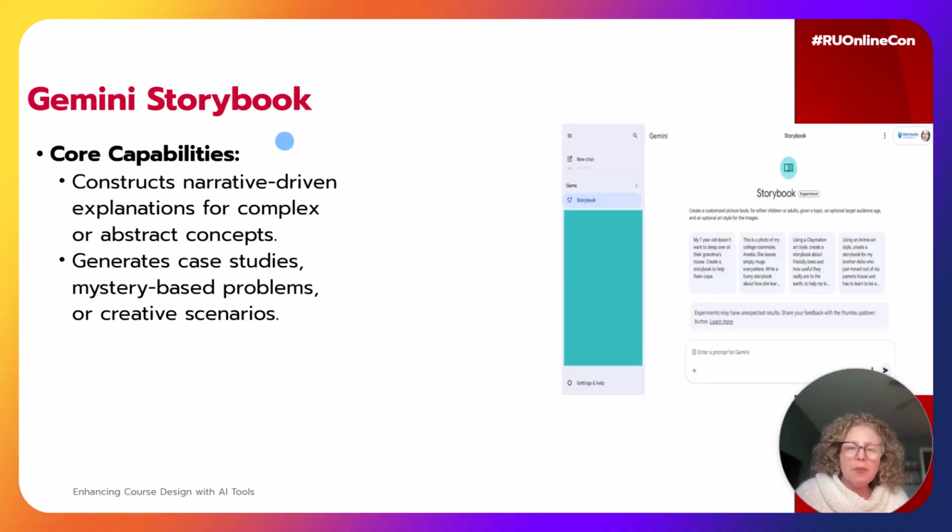So, Gemini core capabilities, storybook. Constructs narrative-driven explanations for complex or abstract concepts. Generates case studies, mystery-based problems, creative scenarios. So, you can do anything with this. Imagine writing some sort of mystery-based thing, then having your students do an assignment based off the story. You can do whatever you want. And of course, if you have older students, you can have them create their own storybooks. That way they can create something with that too, right?